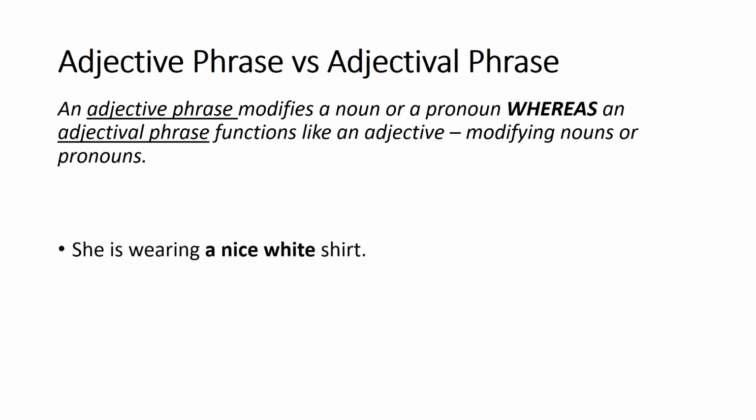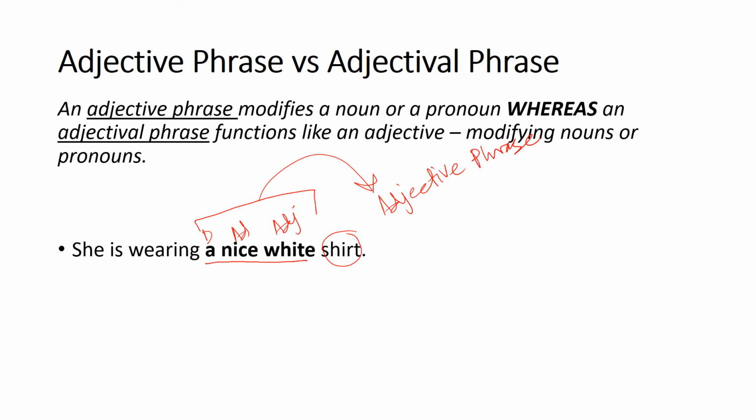If I say she is wearing a nice white shirt. Now, a nice white shirt. It cannot be a prepositional phrase. A is a determiner. Nice is an adjective, white is again an adjective. So I can say that all the bunch of words are adjectives. Why? They're telling you more information about a shirt, and all the words are actually adjectives. So it would be an adjective phrase, but not an adjectival phrase.